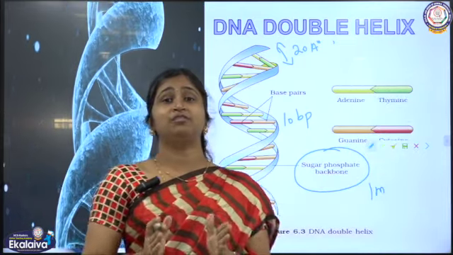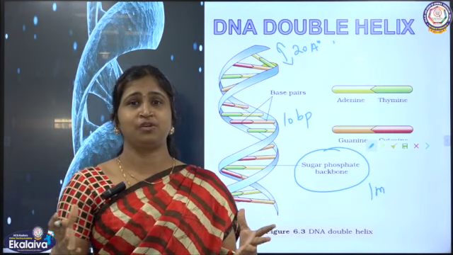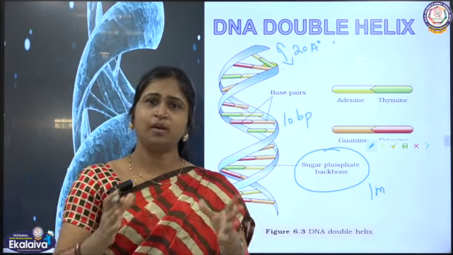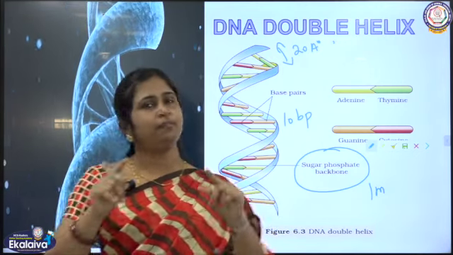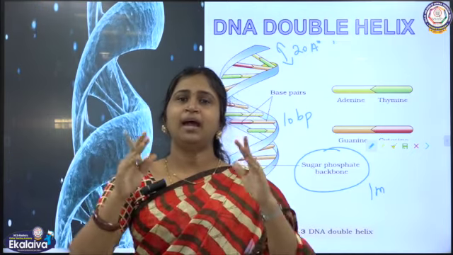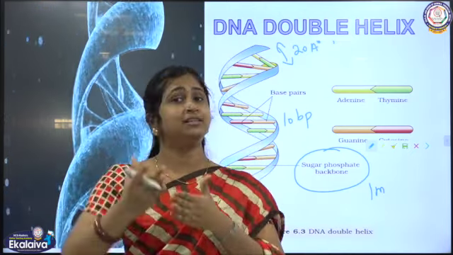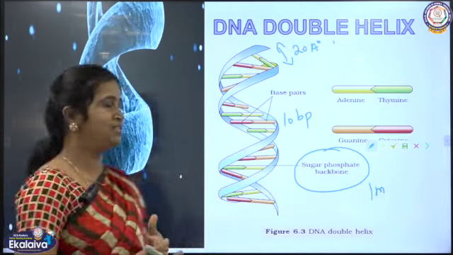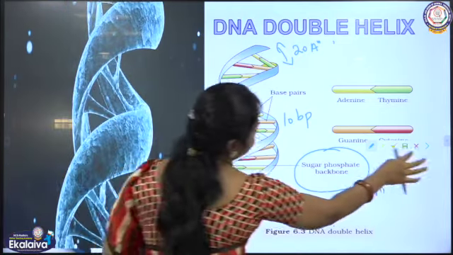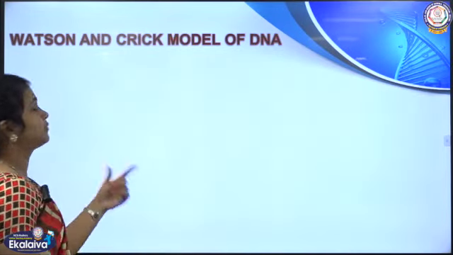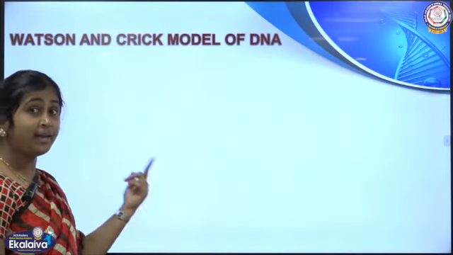Now we are going to classify the DNA. We are going to describe the structure. How is this DNA looking? We know already it is made up of polynucleotide, okay. And then what is the length? What is meant by base pair? What is the distance? Okay, that we are going to see. Again, it's the model of Watson and Crick.